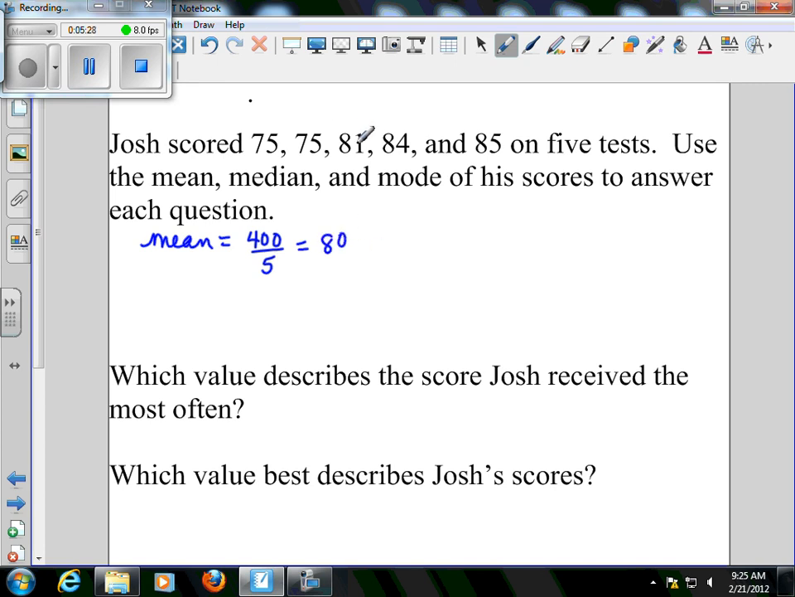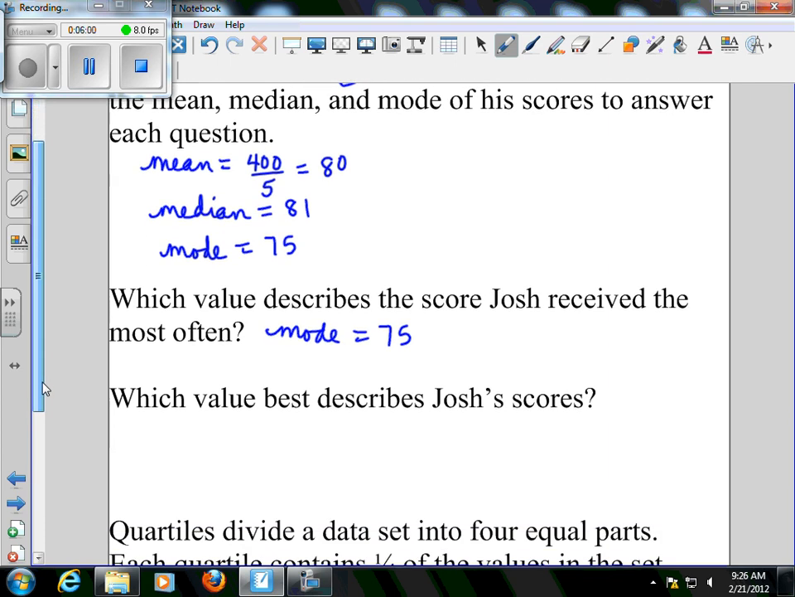Now notice these numbers are already in order, so I can just pick the middle number for my median. My median in this case is 81. The mode is the number that occurs the most often, so that would be 75. And it asks which value describes the score Josh received the most often. Well, that's the definition of the mode, so that would be 75.